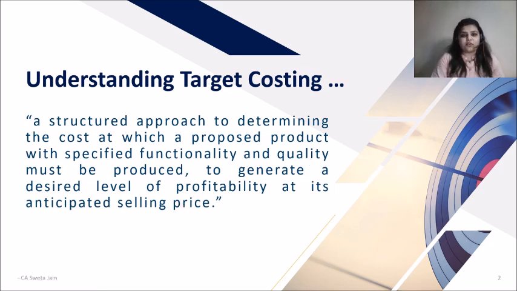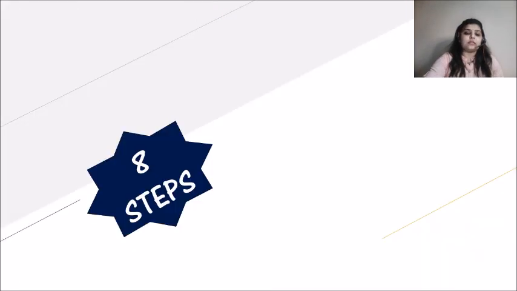That is target costing. So how are we going to remember this? There are few words that you need to remember. Obviously, there is an anticipated selling price. You are going to minus the desired level of profitability, and in a structured approach, you are going to determine the cost for the proposed product with specified functionality without hampering the quality of the product. That is your target costing.